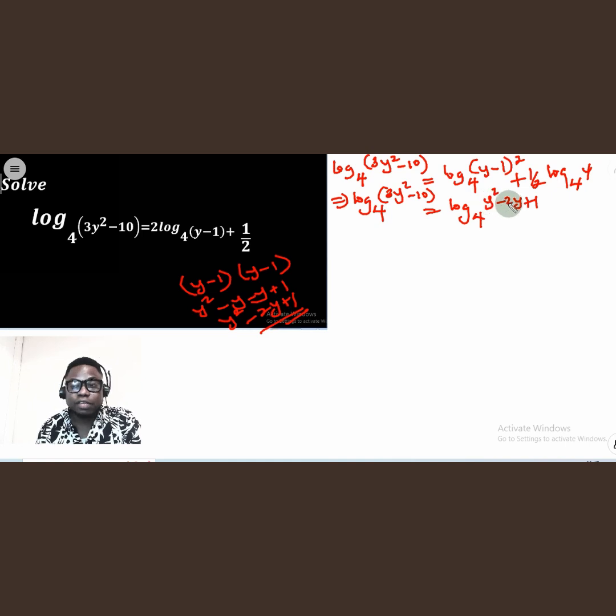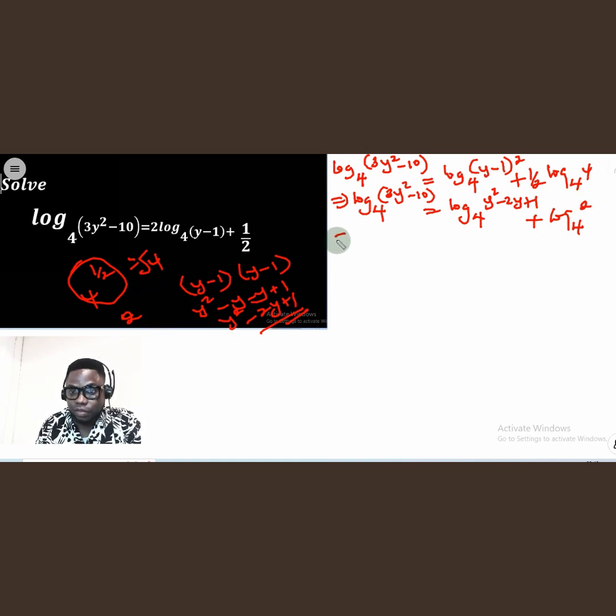Now that is this. So here I'm going to do the same. Applying power law here, I'm going to have plus log 4, then 4 raised to the power of half in indices. In indices, this is the same thing as the square root of 4. That is 2. Now I'm going to write 2 here.